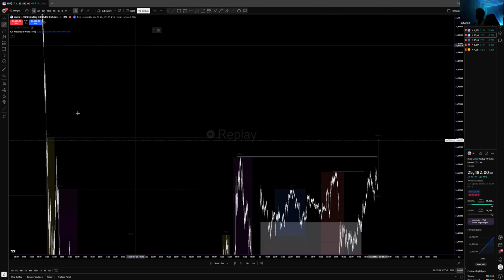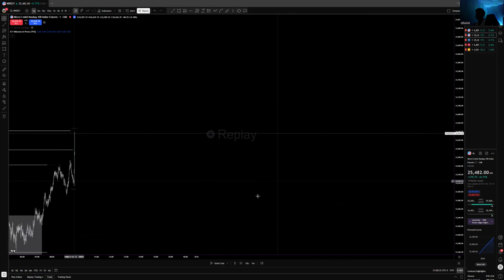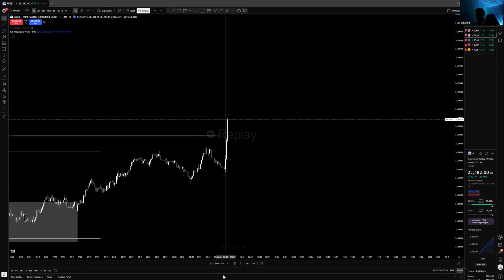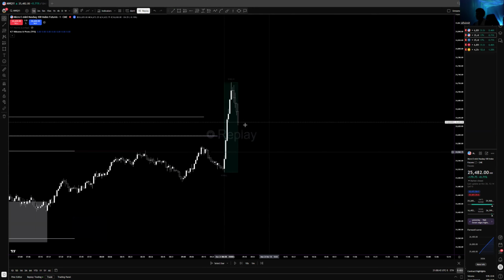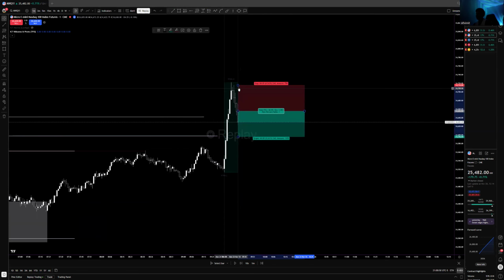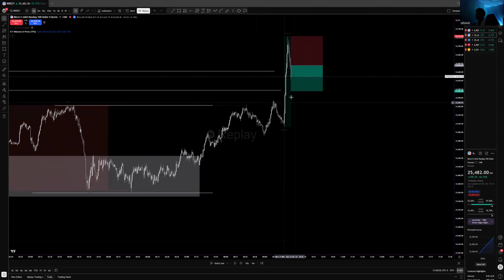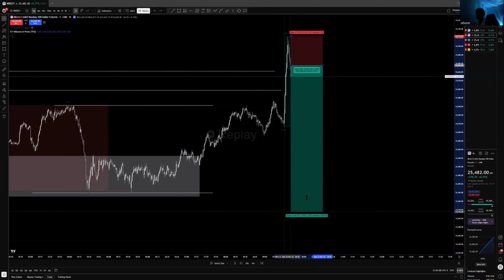Okay, we got another session high up here. So I can actually look for a sell entry now. So I'm gonna go for sell at this candle open, and my stop loss is going to be about the swing high. And where am I gonna target? London low. London low is going to be my target.